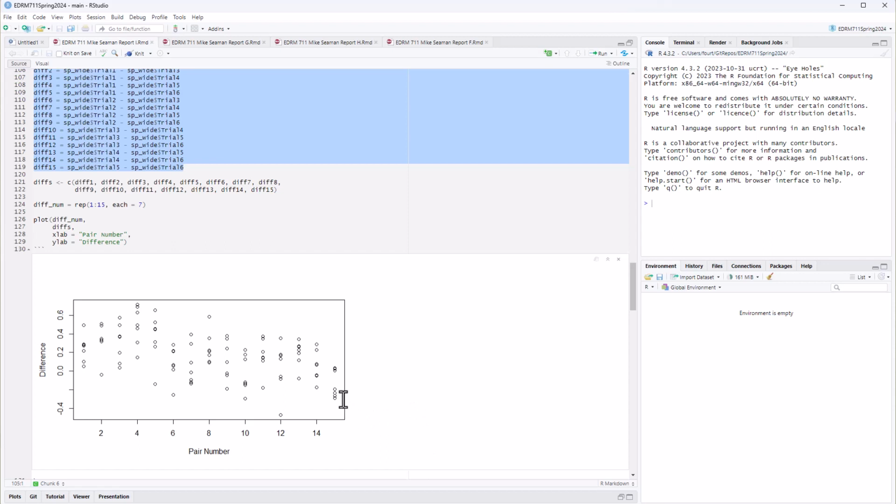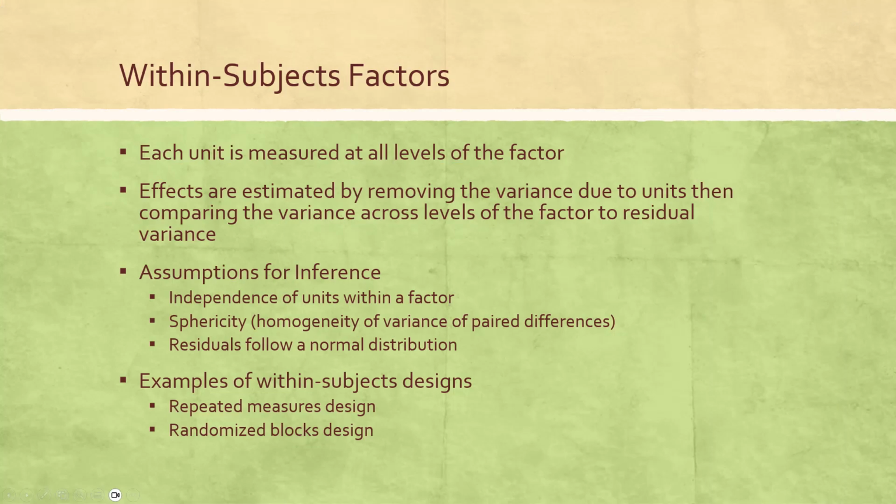And if the variance is equal in the population, we're not looking at populations here, we're just looking at the few soccer players that were in the study. But if based upon this data, it seems reasonable to believe the variation is similar in the population, then we have what is called sphericity, homogeneity of variance of the paired differences.